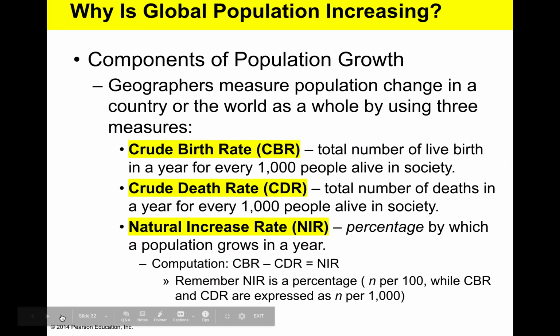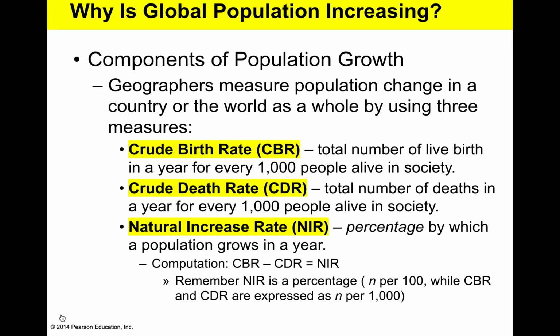Components of population growth. We look at CBR. Crude birth rate is the total number of live births per year out of 1,000 people. A CBR of 20 means that for every 1,000 people in a country, 20 babies are born in 1 year. And then you take that 1,000 and divide it by the total population of that country, and it'll tell you exactly how many births in that year.